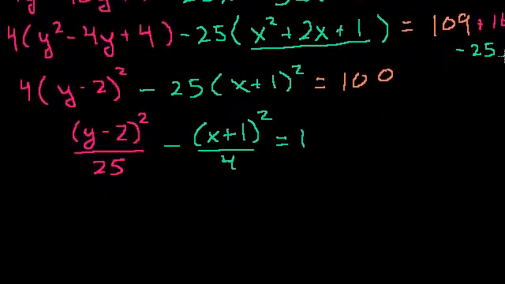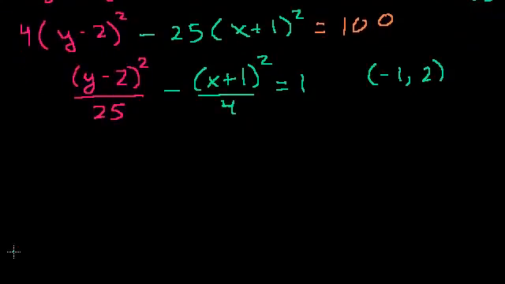Now let's graph this hyperbola. So the first thing we know is where the center of this hyperbola is. The center of this hyperbola is at x is equal to minus 1, y is equal to 2. And let's figure out the asymptotes of this hyperbola. This is the way I always do it, because I always forget the actual formula. If this was centered at 0, it would look something like this: y squared over 25 minus x squared over 4 is equal to 1.